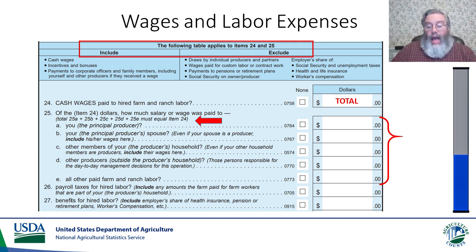Also, if the operator or partners are taking draws from the operation for personal expenses rather than collecting a wage that is accounted for by a W-2 or a 1099, those should be excluded as well, as those items are closely linked to items to be recorded in sections K, L, and M.